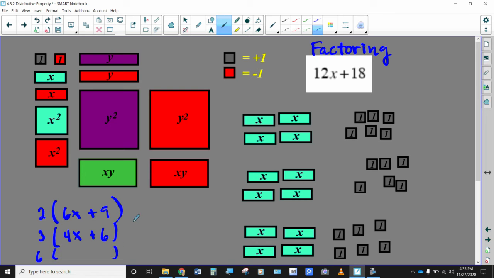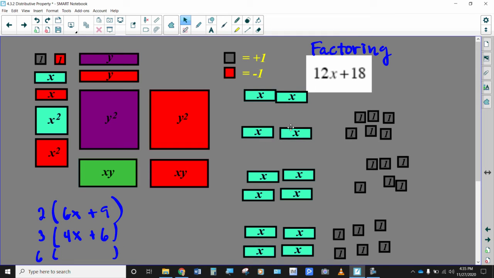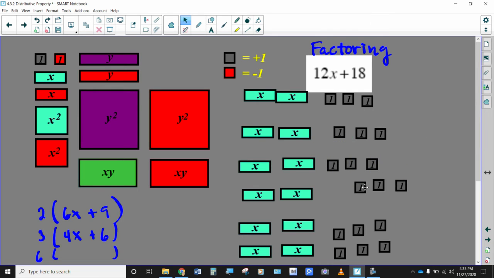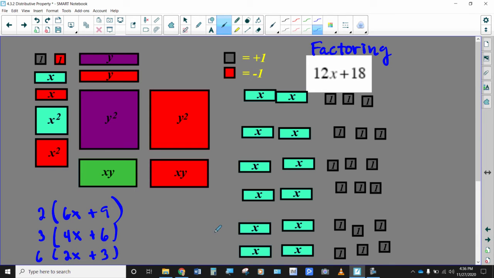So what would you get there if we broke this into 6 equal parts? Looks like we would have 2x in each part. And so I'll break this into 6 equal parts as well. Bring these guys over here, bring this guy over there, and then this guy up, and there you go. In every one of those 6 parts, you've got 2x plus 3. So this is called factoring, and it's the opposite of distributive property.